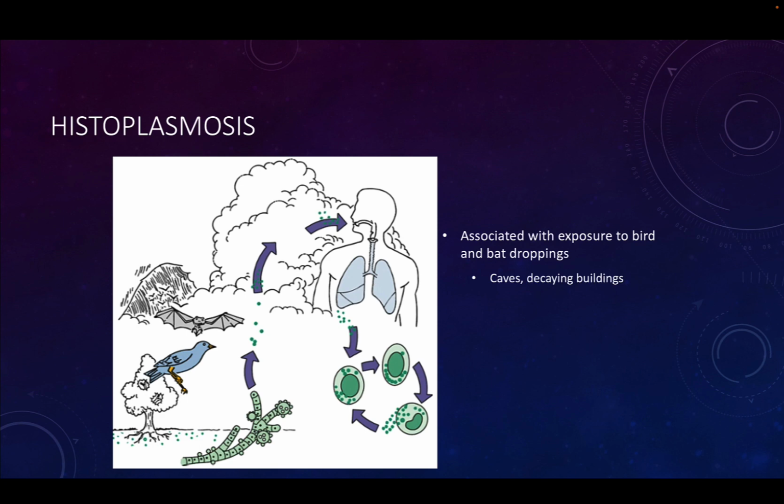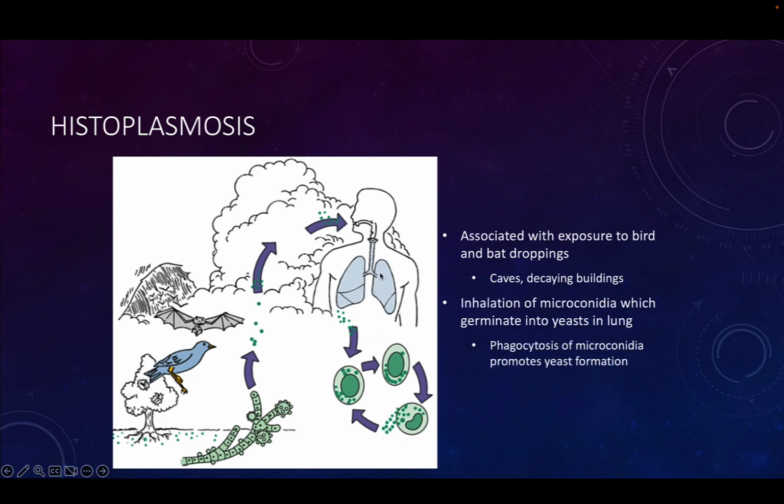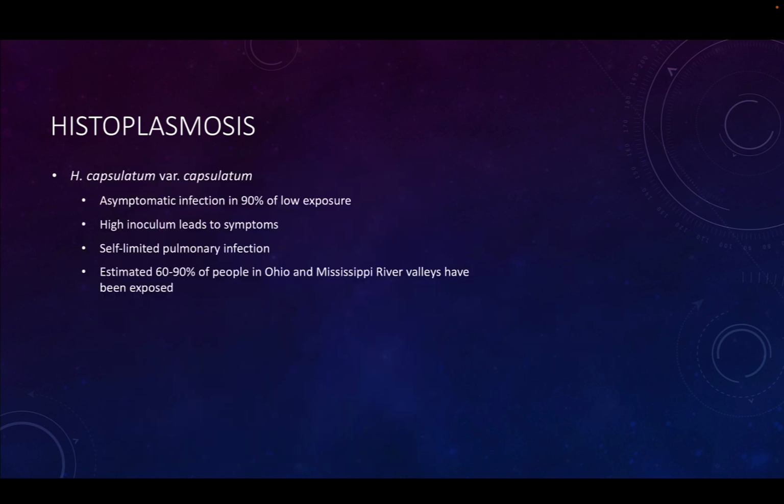But as with all of our systemic or endemic fungi, inhaled, right? Spores, conidia, whatever you want to call the structure, it's the inhaled form. It gets aerosolized, especially when the droppings dry out, and it then reproduces in the lungs. So the structure that you inhale will germinate into a yeast in the lungs, and actually being phagocytized is what promotes that formation of the yeast.